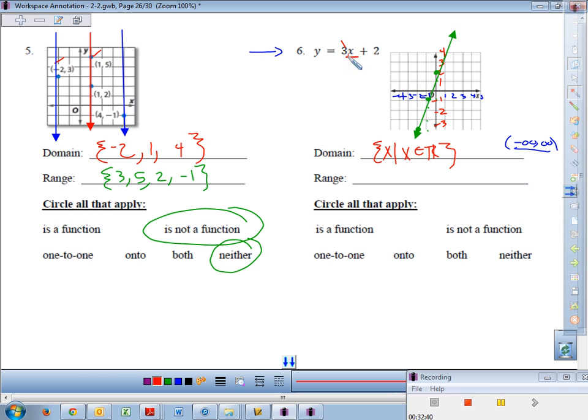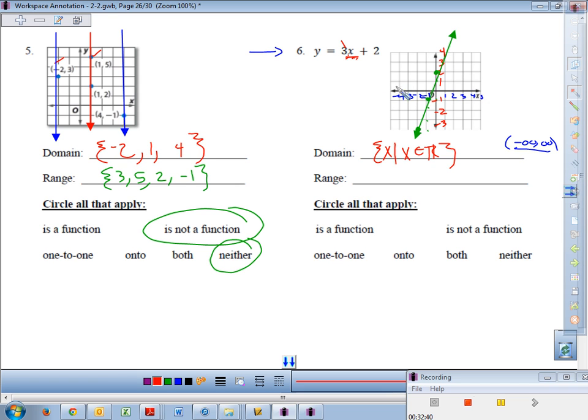Right? I could put a 1 in there. I could put a million in there. I could put a -2 in there. I could put a 0 in there. Wouldn't I still get a y value back every single time? I could put a pi in there. I would still get a y value back. Cool? All real numbers work.